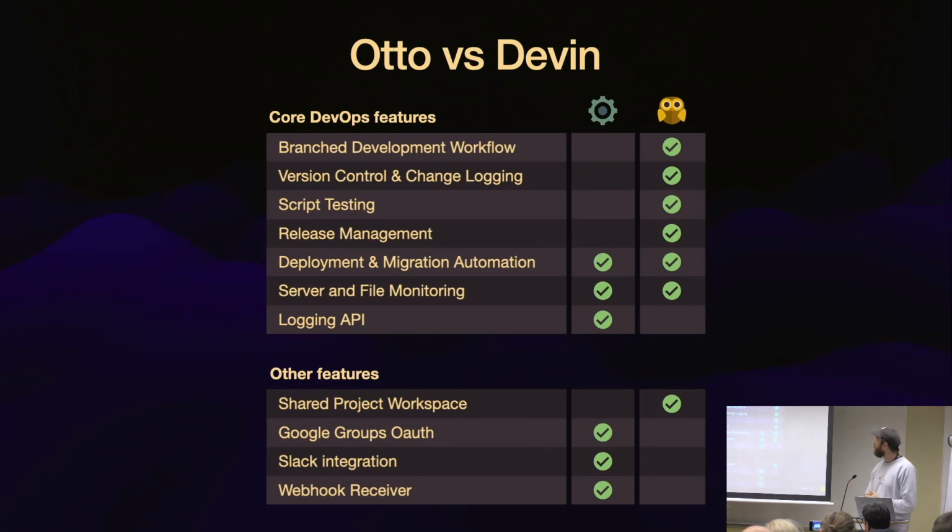As I also mentioned in the beginning, and as you saw in the demo, the actual deployment and the migration, you could get a tool like Otto to do that as well. But Devin has a different focus, whereas Otto is very manual. You kind of have to do stuff, it's not a complete workspace that you do all the steps in. It's very focused around the deployment and migration and file monitoring, and they also have a logging API, so it's a bit more advanced in that sense, with different integrations and webhook receivers and stuff like that.